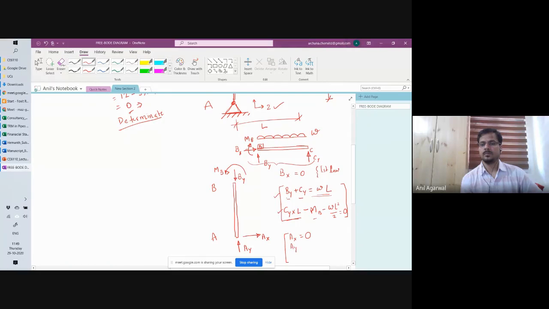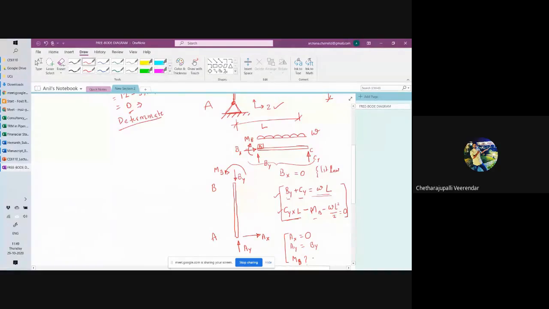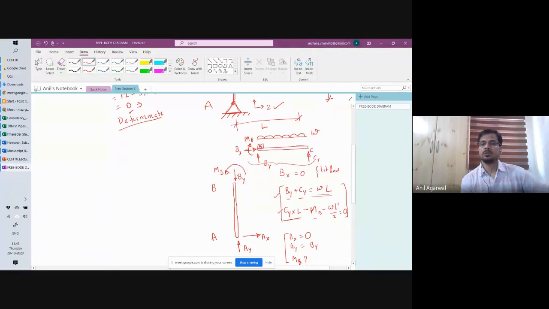Ay has to be equal to By. They are already acting in opposite directions, the way I have taken them. So Ay and By have to balance each other out. How will Mb be balanced? Can we balance Mb? Moment about B. Which moments would you take? If you take moment about B, Mb is the moment, and no other force is offering any moment about B. So my Mb has to be 0.